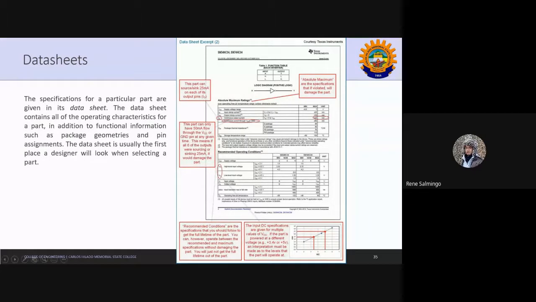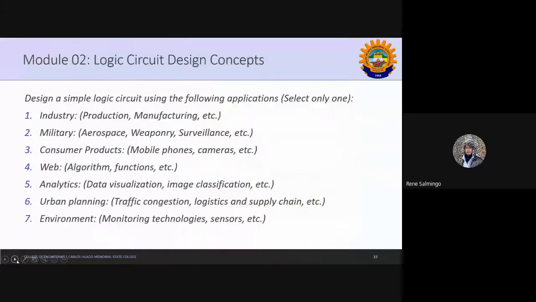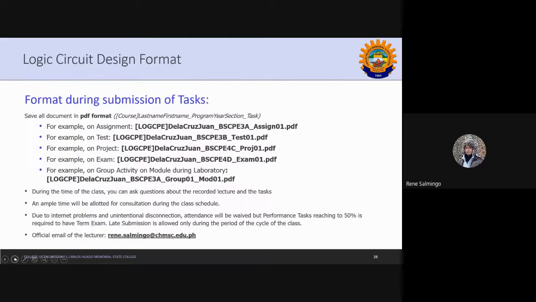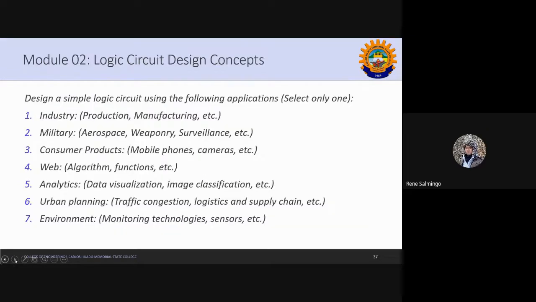Okay, so now we also discussed your module 2. So I added additional information on your module 2 on your classroom. So the deadline would be this Friday or next week. So any questions with your module 2? No.